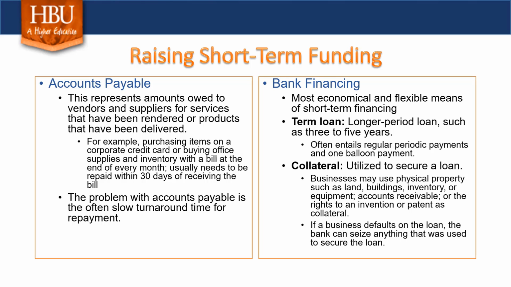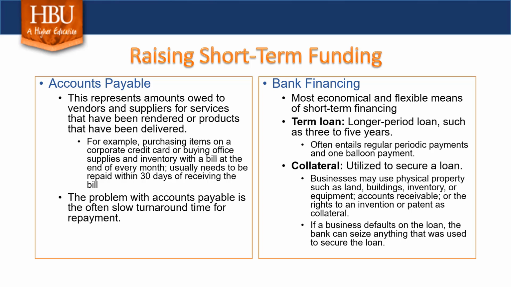Sometimes there's a problem with this, because the problem with accounts payable is the often slow turnaround time for repayment. So if you are on the other end of that, it can be a slow turnaround time for you to get paid. Bank financing is another way to raise short-term funding. Typically there's economical and flexible means to get short-term financing. We could have term loans that are a little longer. They can be 3 to 5 years, or you can use collateral. This is money that the company already has to secure a loan.